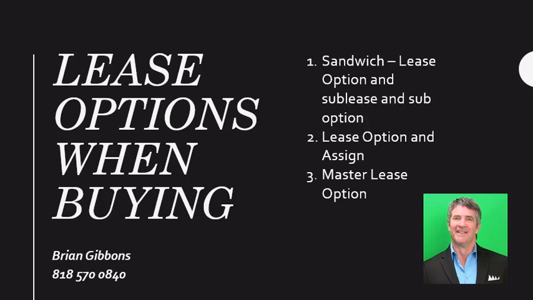So going into lease options when you buy, a sandwich lease option is basically you being in the middle of a lease and an option, and then you sublease and sub-option. A lease option and assignment is where you enter into a lease and an option and you sell your paperwork, much like you sell a sale and purchase agreement in wholesaling. And master lease options with small apartment buildings, helping mom and pop operators fix their problem, and you can do a master lease and then have new leases where you're the master tenant and you sublease.